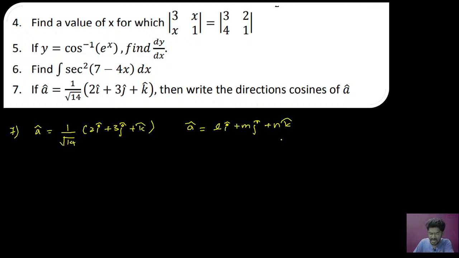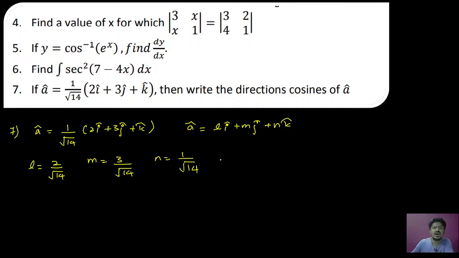L, m, n are direction cosines. So here directly you can write l is equal to 2 by root 14, m is equal to 3 by root 14, and n is equal to 1 by root 14. Because they have given that the unit vector will be in the form of l i cap plus m j cap plus n k cap, where l, m, n are the direction cosines. So directly you can write the direction cosines as l equal to 2 by root 14, m equal to 3 by root 14, and n equal to 1 by root 14.